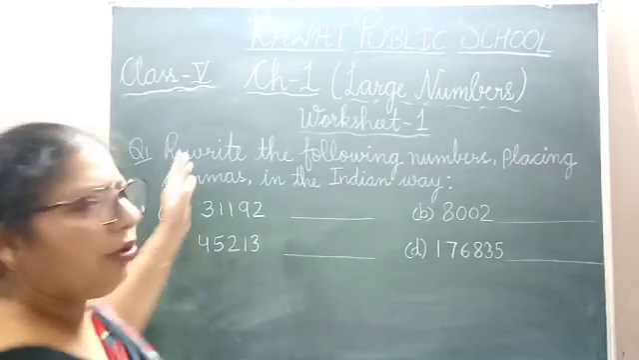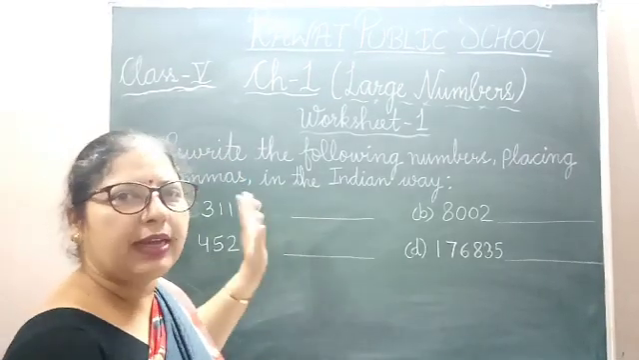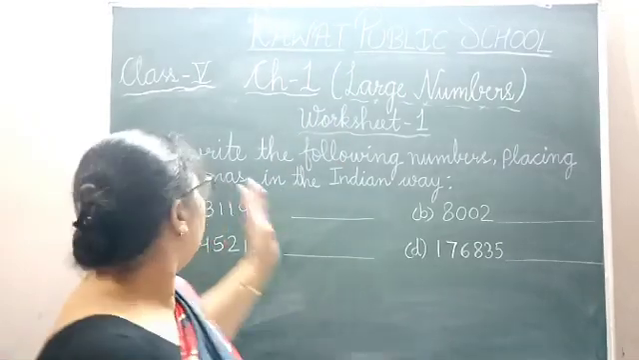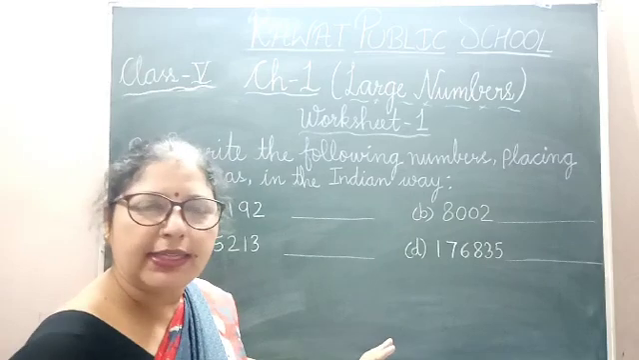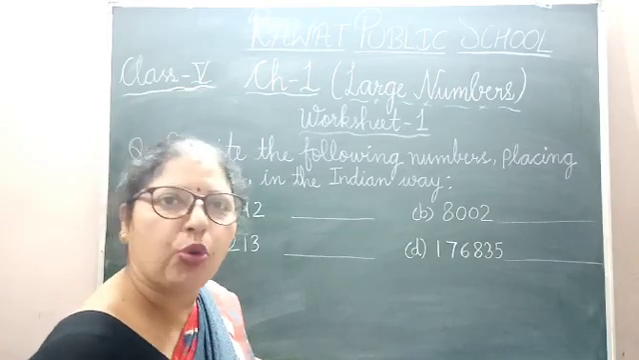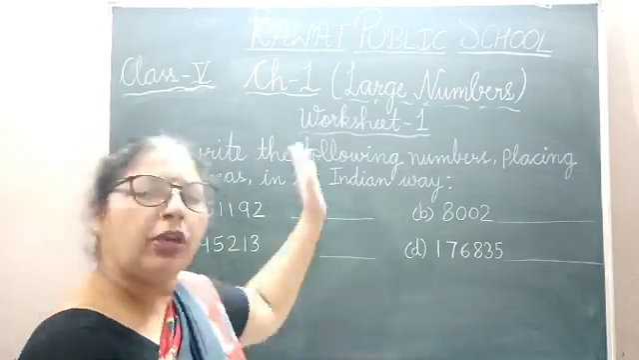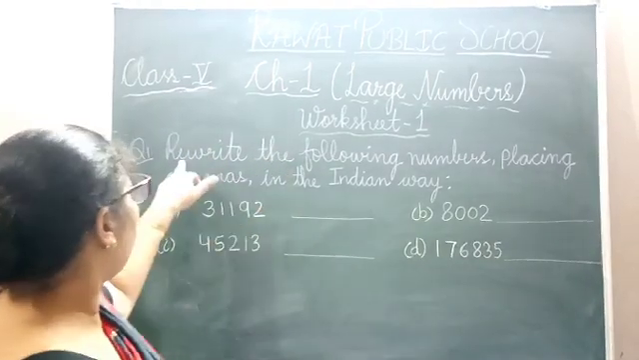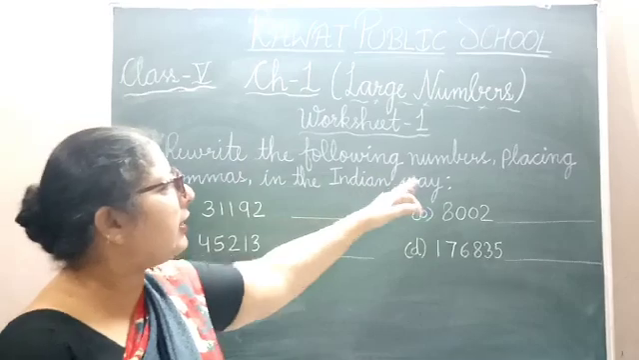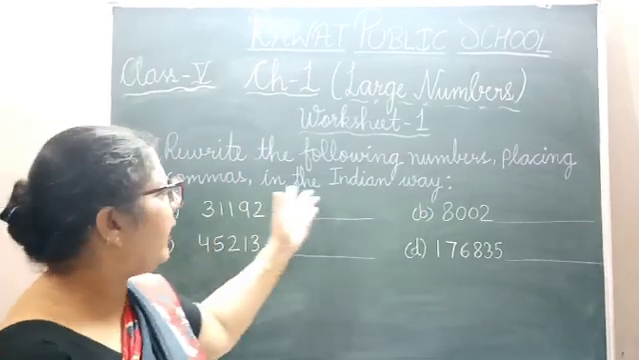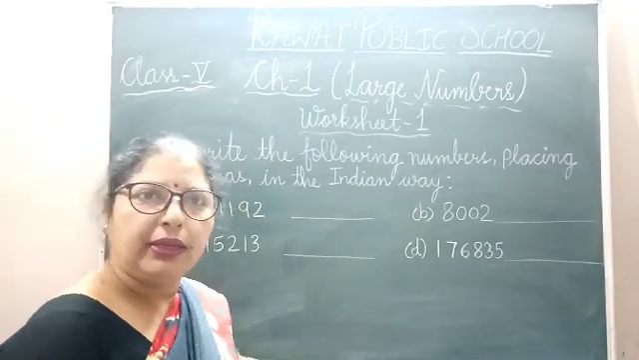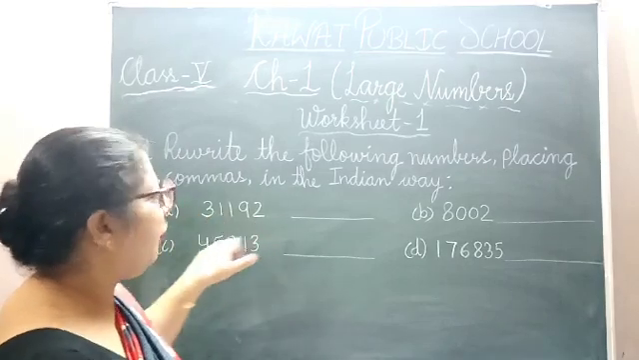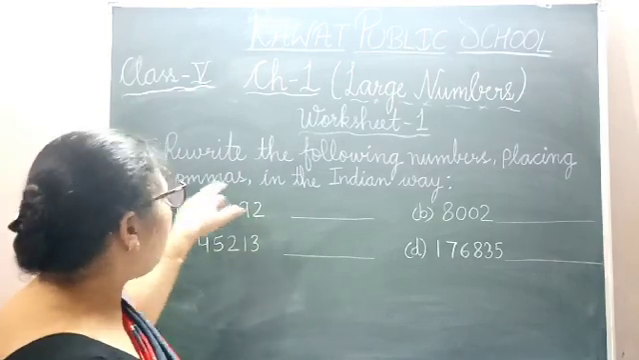Now students, from next page you will start the worksheet 1. There is no exercise in this chapter. There is only worksheet. So write down the question number 1 of worksheet 1. Question number 1 is rewrite the following numbers placing commas in the Indian way. Now you see the numbers, so you have to rewrite the following numbers placing commas.